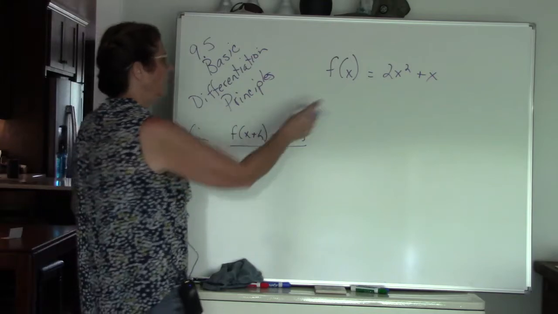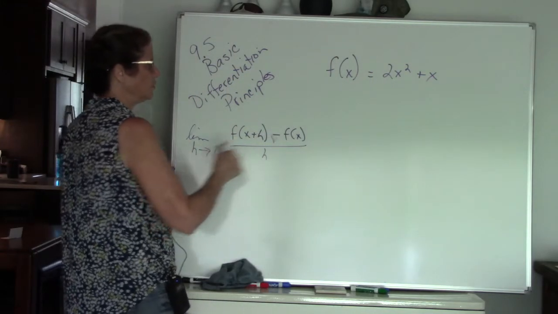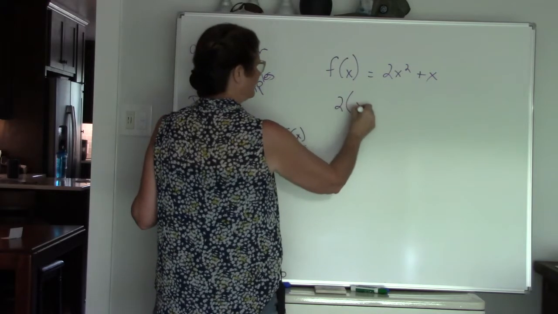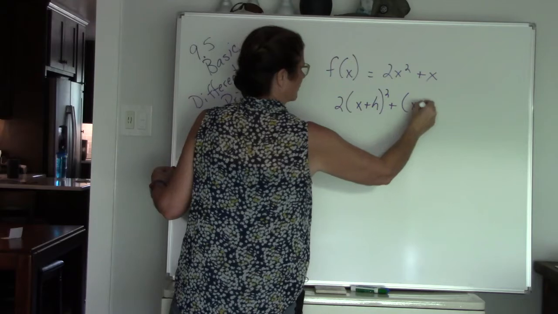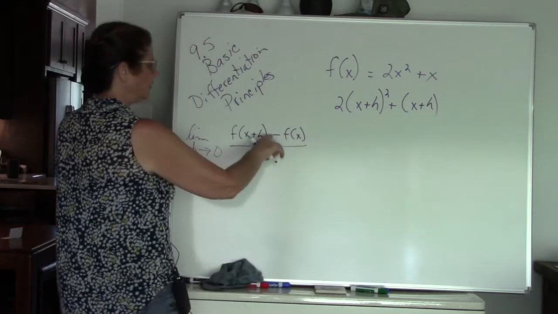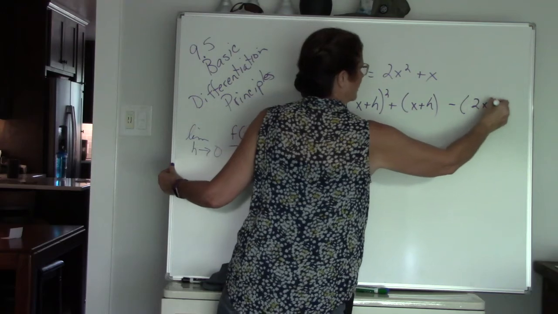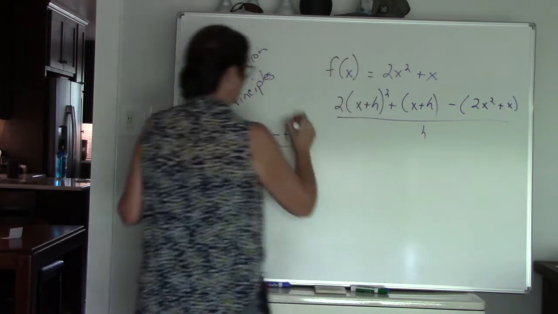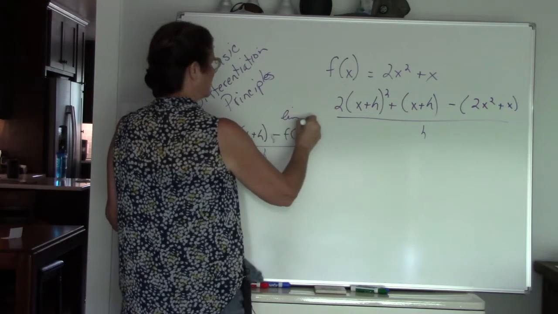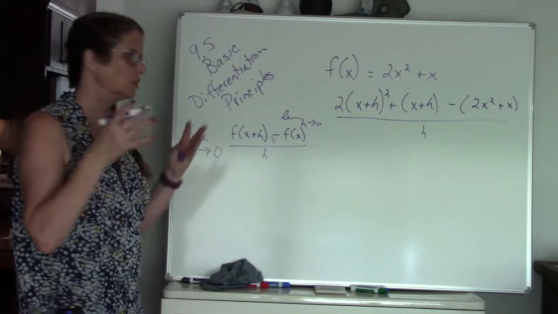So here we go. Every time I see an x, this tells me to replace it with an x plus h. Then this tells me to subtract off my function. And then I'm going to divide the whole thing by h. And it is the limit as h goes to 0. Okay, so now here's your algebra skills. I'm just going to work it out.